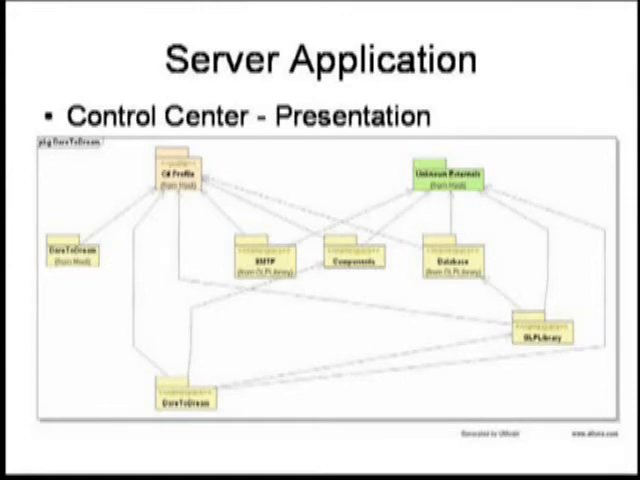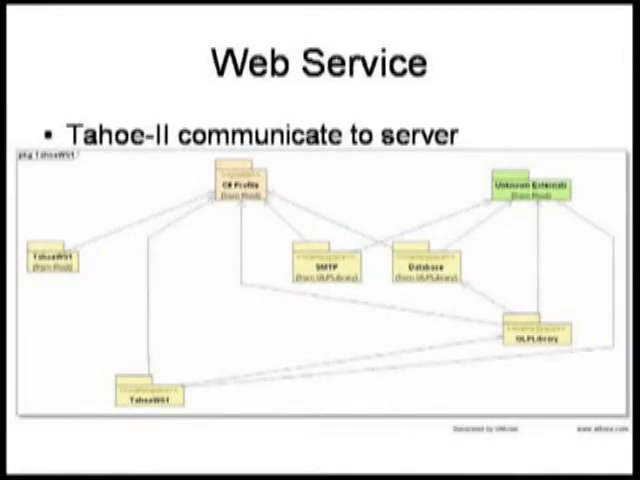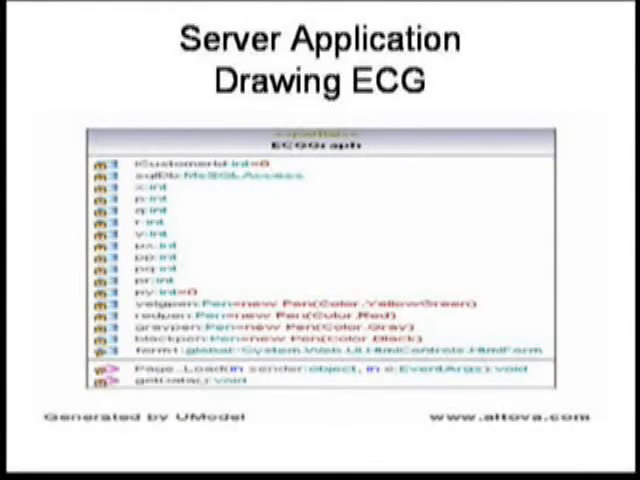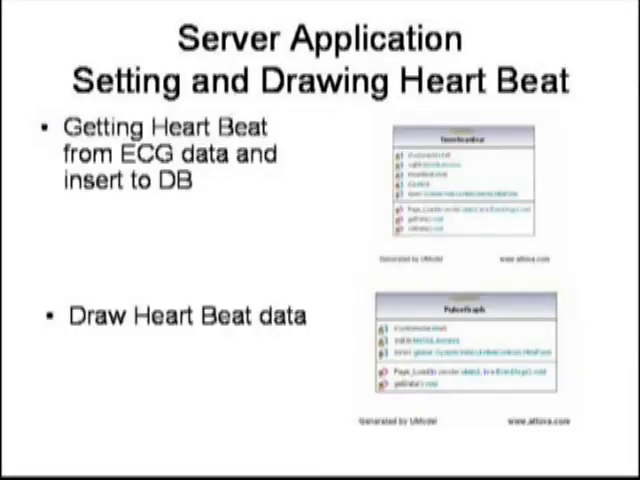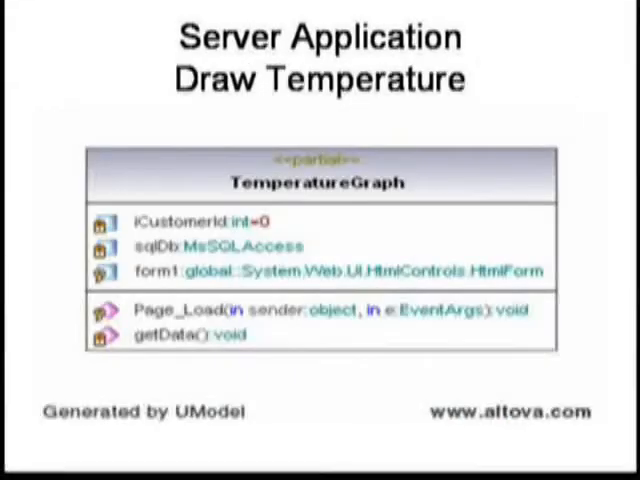We have a server application and a web service. In the server application, the ECG graph class can draw the ECG signal. We calculate heart beat rate from ECG data and insert it in the database. Then the pulse graph class gets the heartbeat data and draws a graph on the monitoring screen. The temperature data, which has been sent by the TAUE device, can be retrieved by the temperature graph class and shown on the screen by a graph.